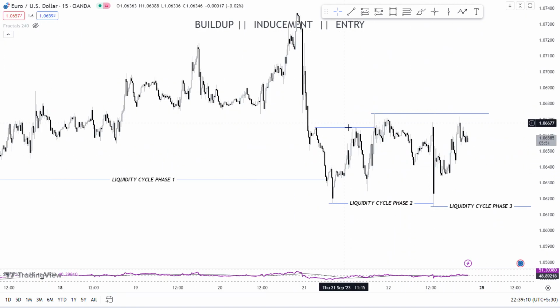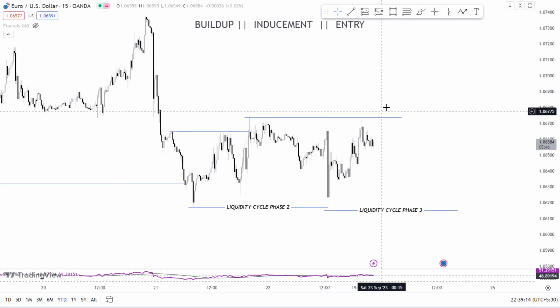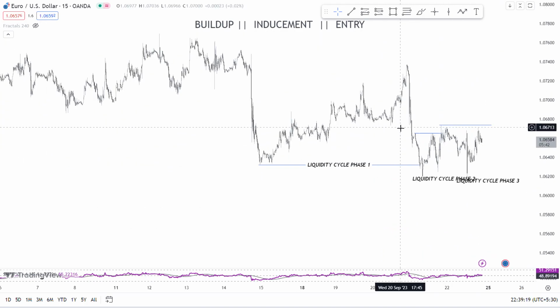This is the phase 1 liquidity got taken out. Phase 2 taken out. So phase 1 will be taken out, and again phase 3 will be taken out. This is how the market operates.